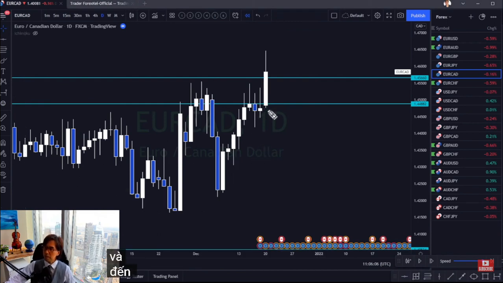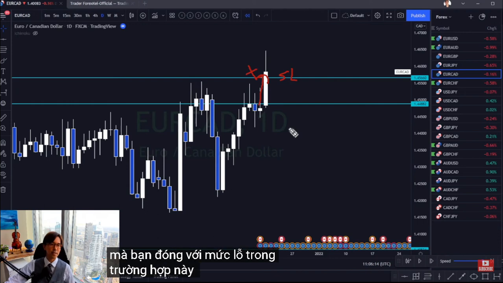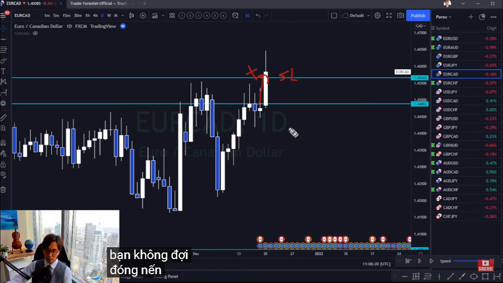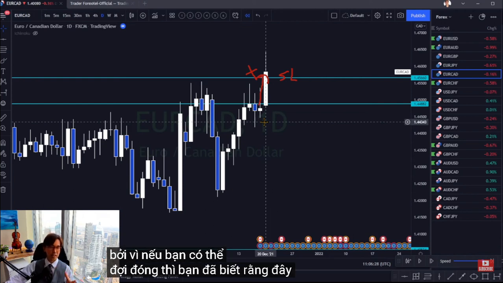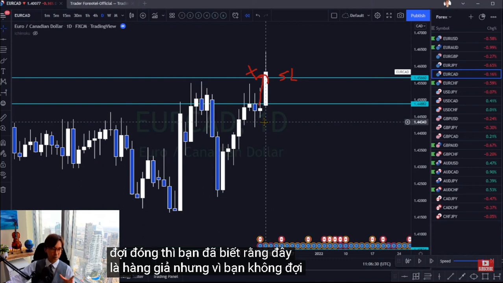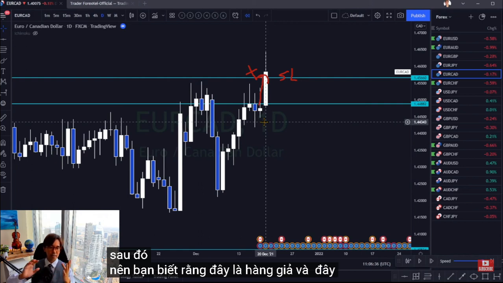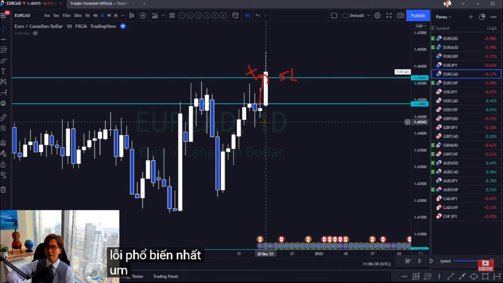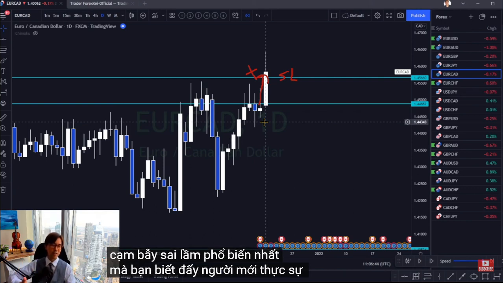And by the end of the day, you realize the market goes up and hits the stop loss. You close with a loss in this case. And again, the reason was because you didn't wait for the candlestick close on the 20th of December. Because if you could wait for a close, then you already know that this was a fake. But because you didn't wait for the close, you only know afterwards that this was a fake. And this is the most common pitfall, most common mistake that the newbie really falls into.